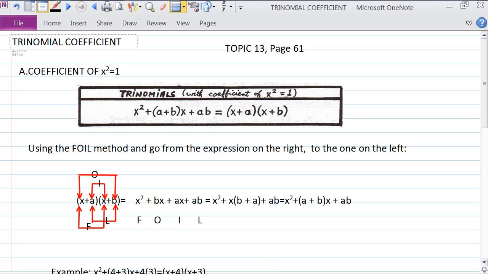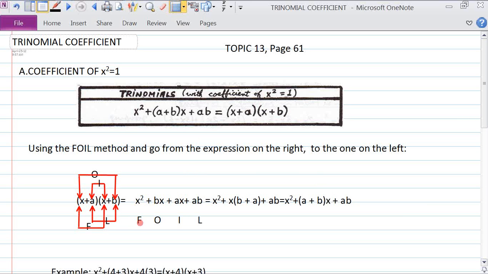So let's look at trinomials, and we're going to look at trinomials where the coefficient of x squared is 1, so implied here is a 1. Now what we're going to do is we can factor this and get this. We're going to start with the right-hand expression and go to the one on the left, this one here. So we're going to set this up, put this right over here, and we're going to use the FOIL method, which we've previously described.